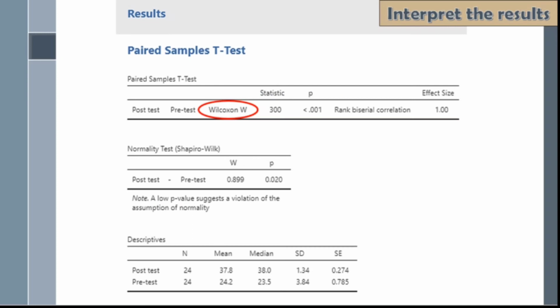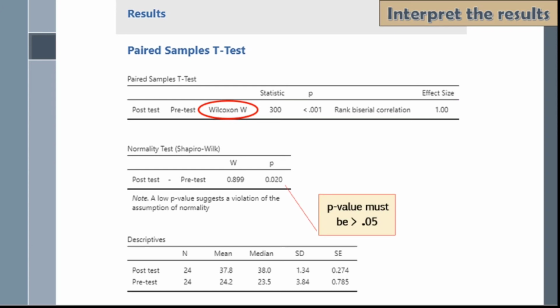When it comes to interpretation of results, these are the parts that you have to pay attention to. It should be clear that the reason we use the Wilcoxon's signed rank test is because of the violation in the assumption for the test of normality, wherein the value obtained is less than 0.05. Since it is stated there that a low p-value suggests a violation of that particular assumption, we must be able to get greater than 0.05 to meet this assumption.